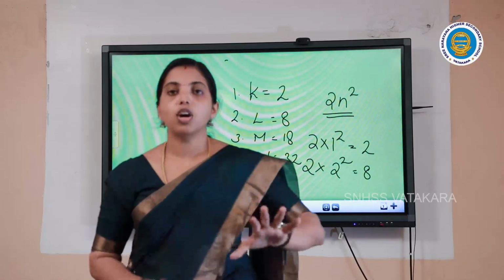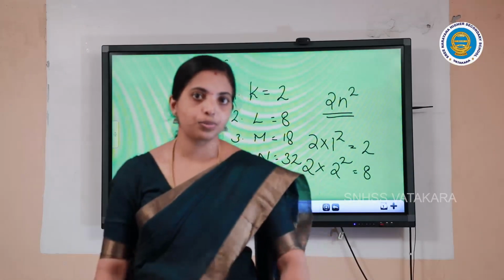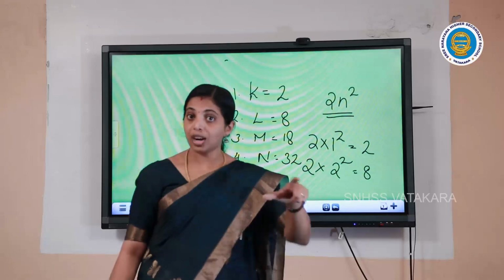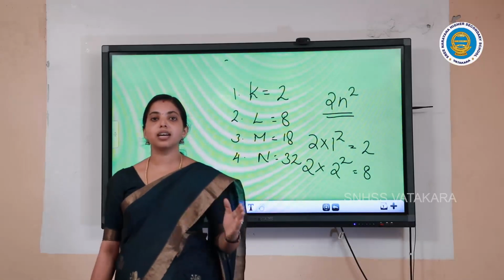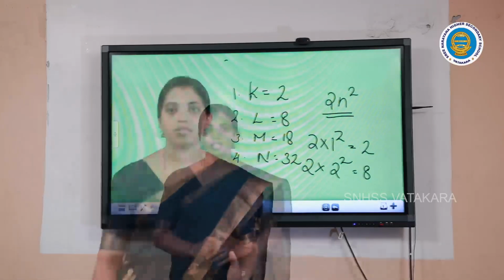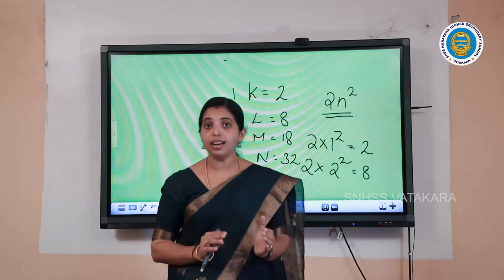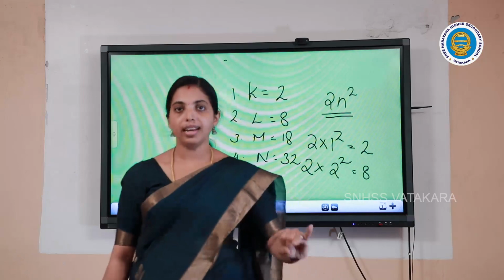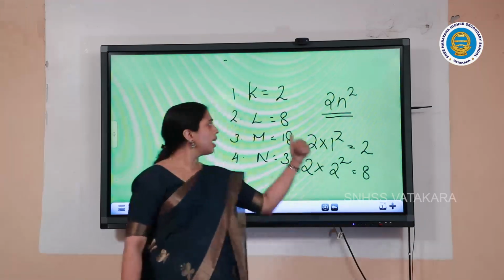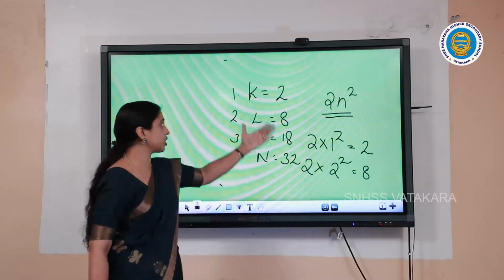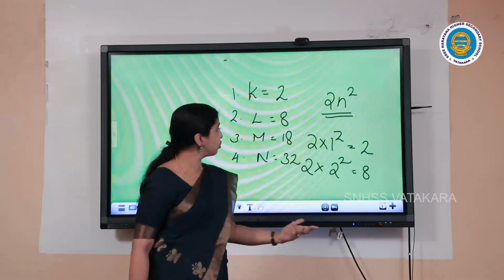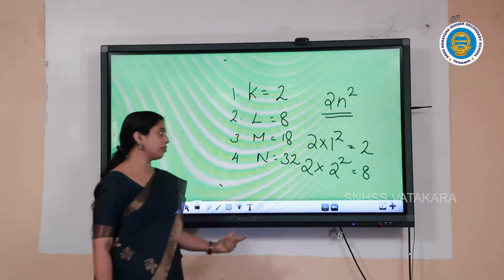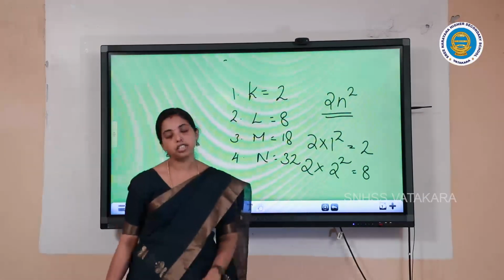Now we are concluding the shells. What is a shell? A shell is the particular path in which the electrons revolve around the nucleus: K shell, L shell, M shell and N shell. The maximum number of electrons is 2 for K shell, 8 for L, 18 for M and 32 for N.